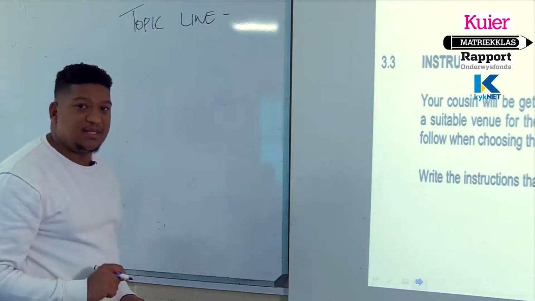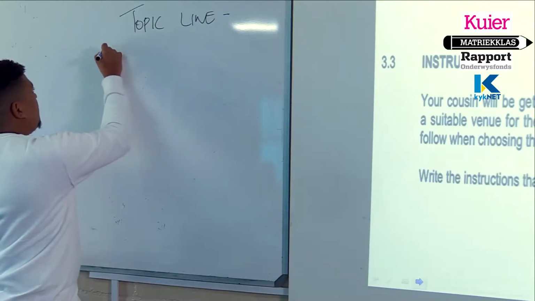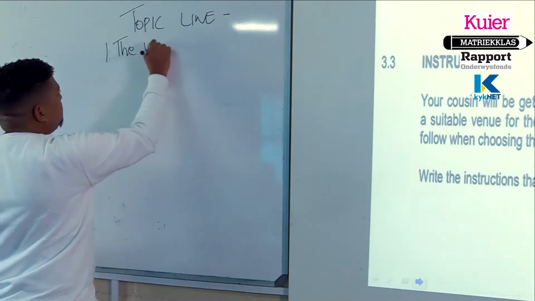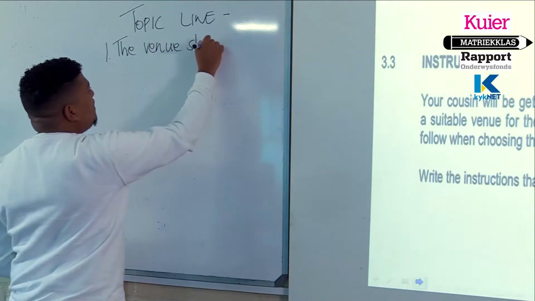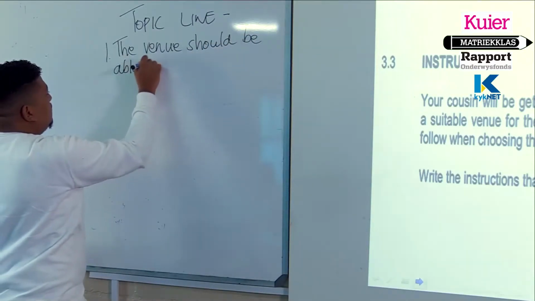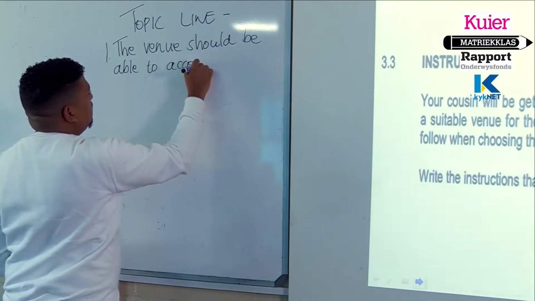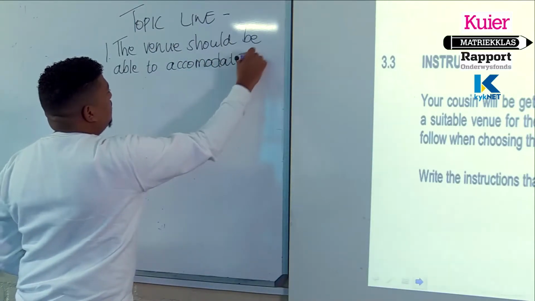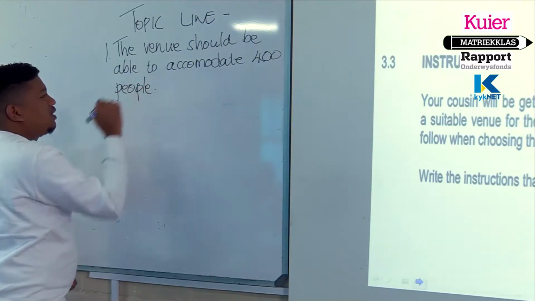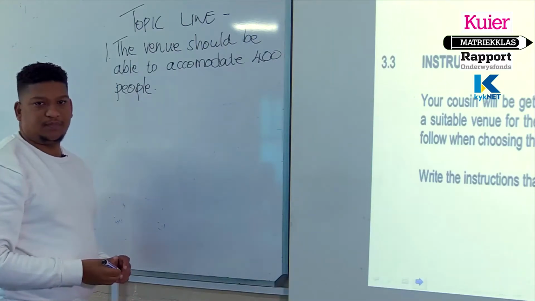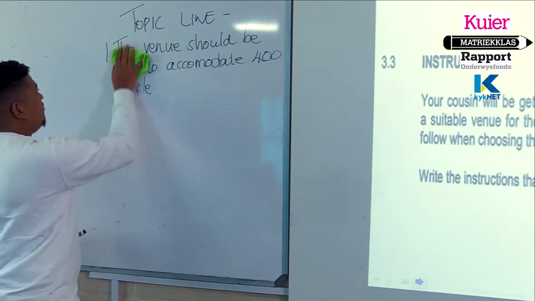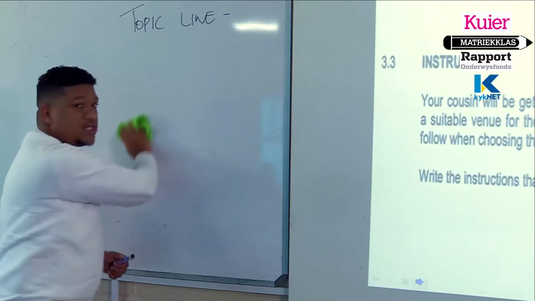Now I need to look for the following. Remember, my cousin gave me these instructions. So the first thing my cousin could have possibly said was, number one, the venue should be able to accommodate 400 people. It's going to be a big wedding, right? It's going to accommodate 400 people. So obviously, that is the first step, and we'll go on to the next.